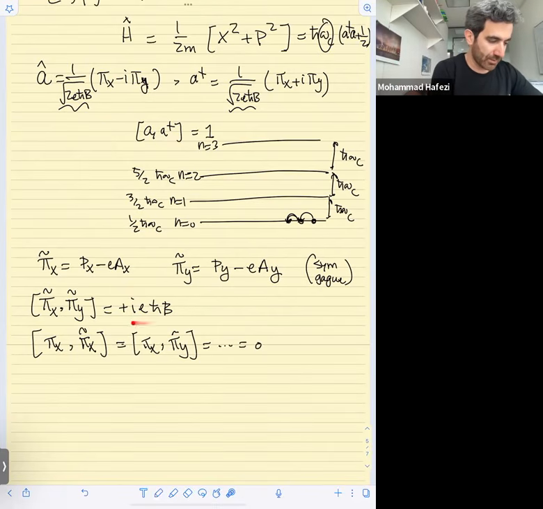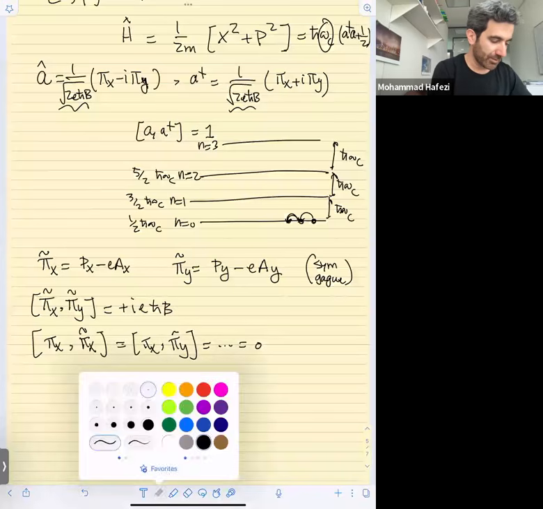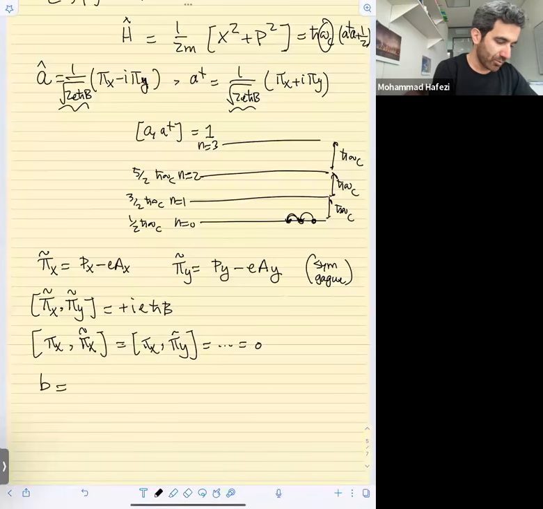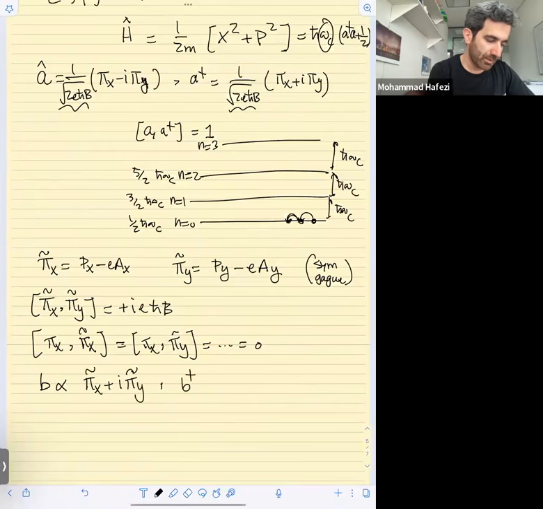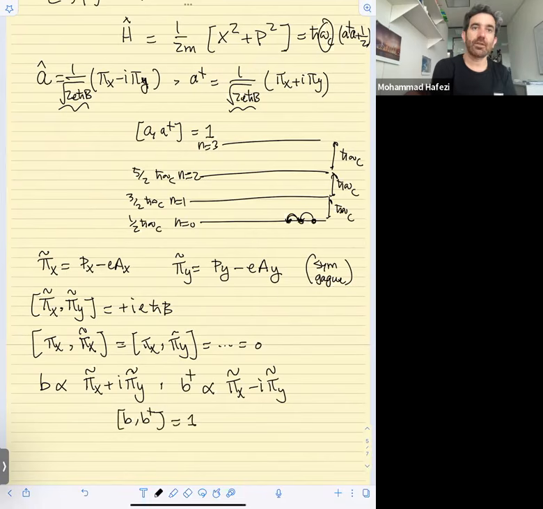So now again, since I have these two operators, I can define a ladder operator. Now I call them B, which would be, I don't write the proportionality constant to save time, pi x tilde plus i pi y tilde, and then B dagger proportional to pi x tilde minus i pi y tilde. Okay, so these two are ladder operators. Again, if I look at their commutator, it will be bosonic, etc. So now I call these tilde ones B, so I don't need to repeat tilde every time that I talk.